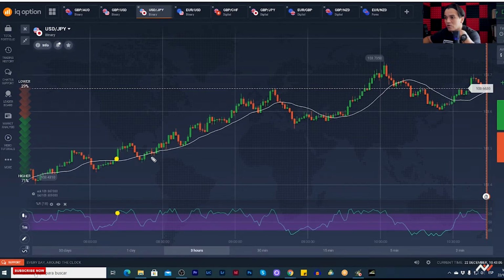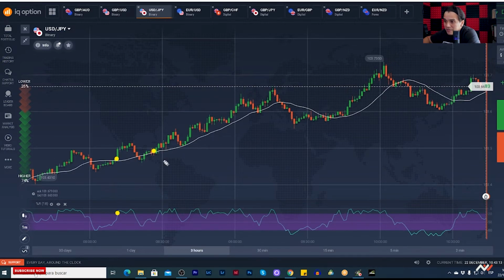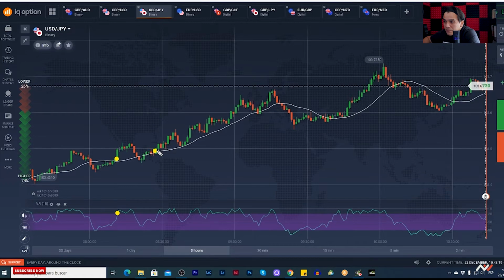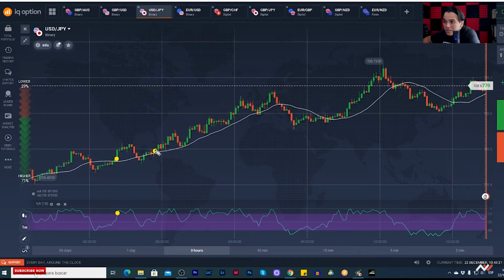What are we waiting for here? Cross it, don't cross it here, so we don't enter. So we see it cross again here. No, there. I think crossing on this candle, the green one. Cross it, we enter for 2 or 3 minutes, 1, 2, 3, and in the money, right?